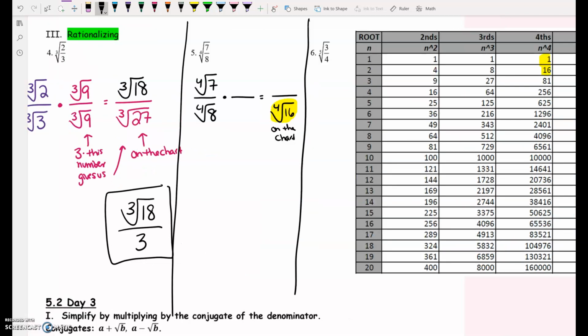We're starting with the fourth root of 8 on the bottom. We want the fourth root of something that's on the chart. 16 would work. That would be multiplying by the fourth root of 2.